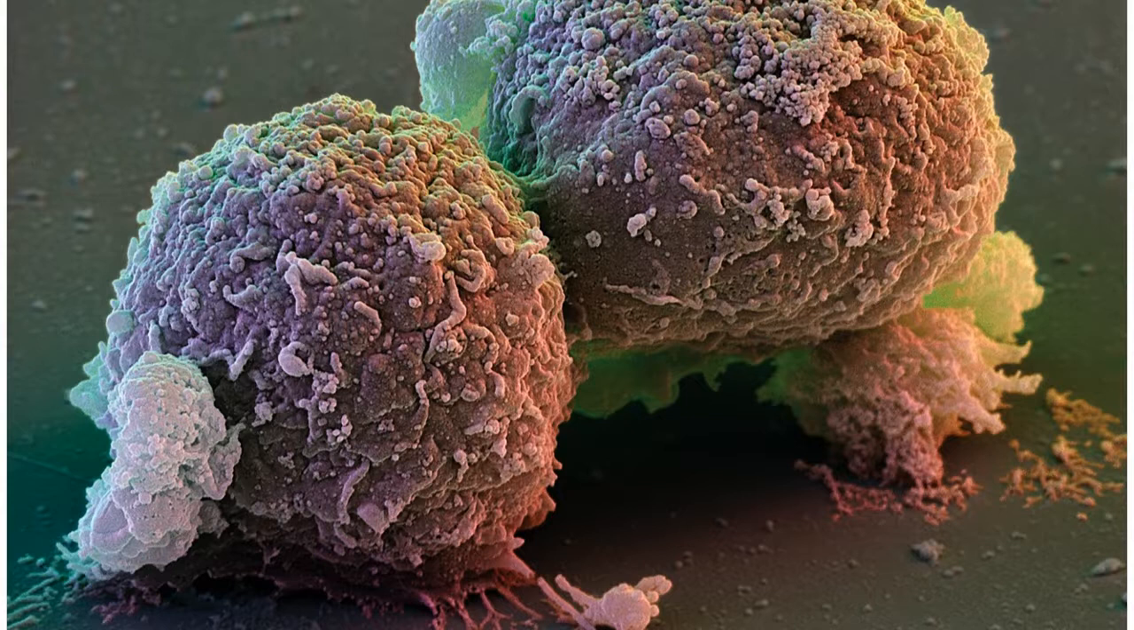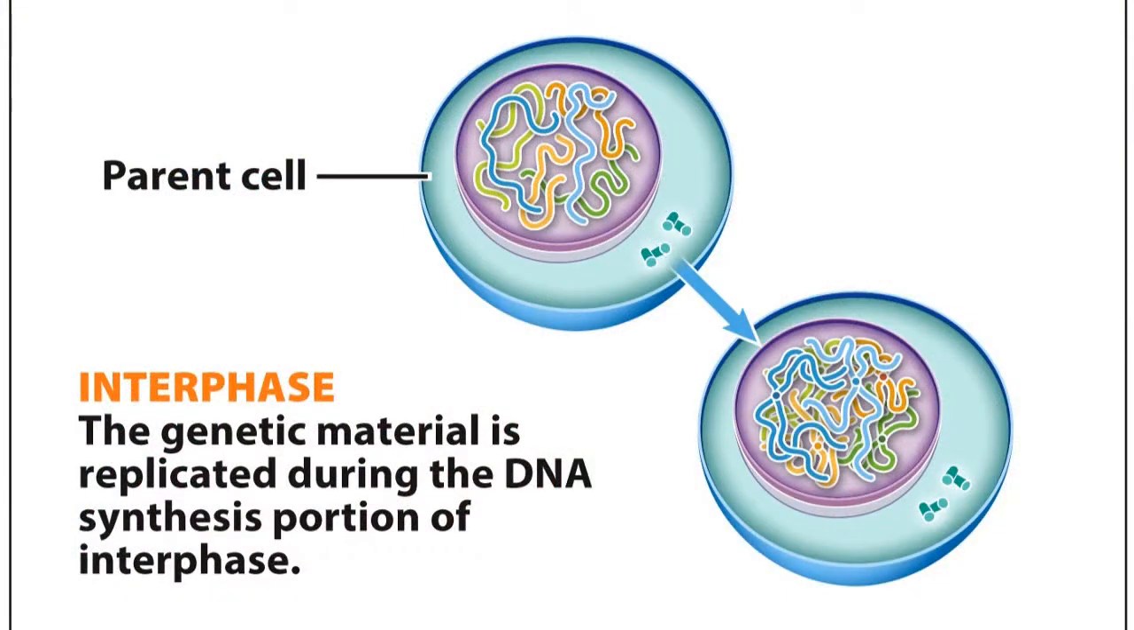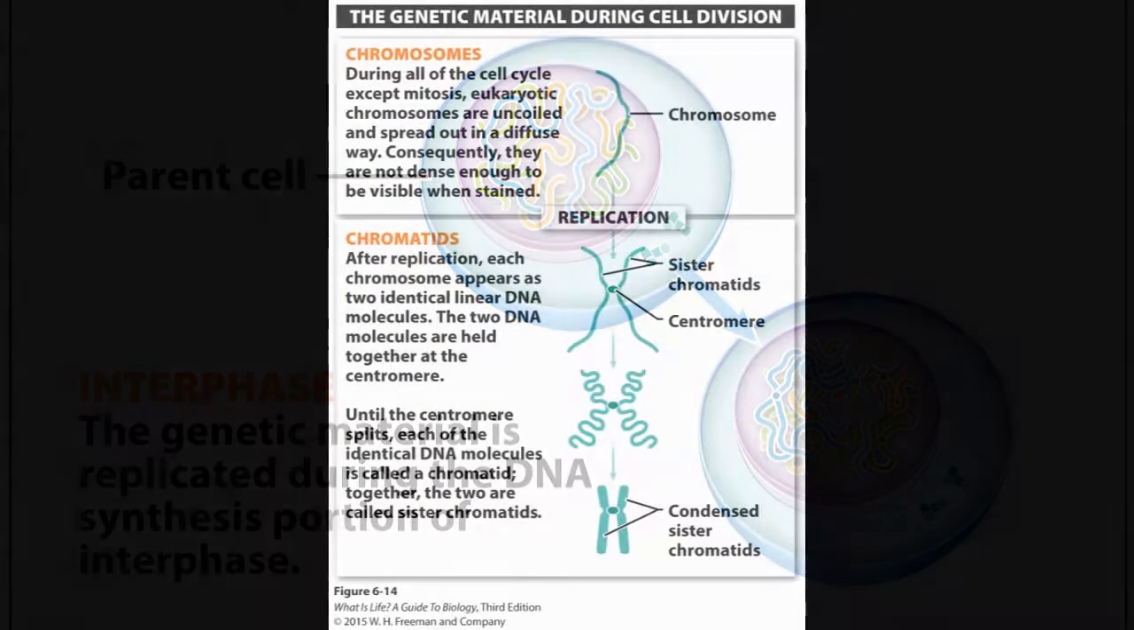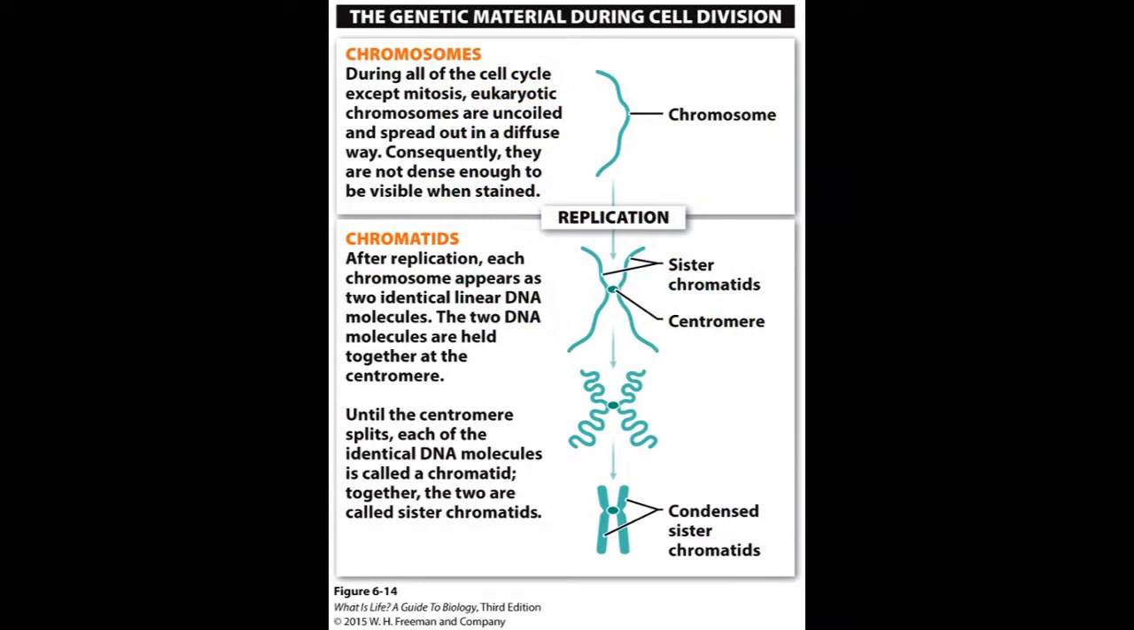Before mitosis begins, 2 important events occur. First, the chromosomes replicate, becoming 2 identical linear DNA molecules. The 2 DNA molecules are held together at a region called the centromere. Throughout mitosis, until the centromere splits, each of the identical DNA molecules is called a chromatid. Together, the 2 are called sister chromatids.